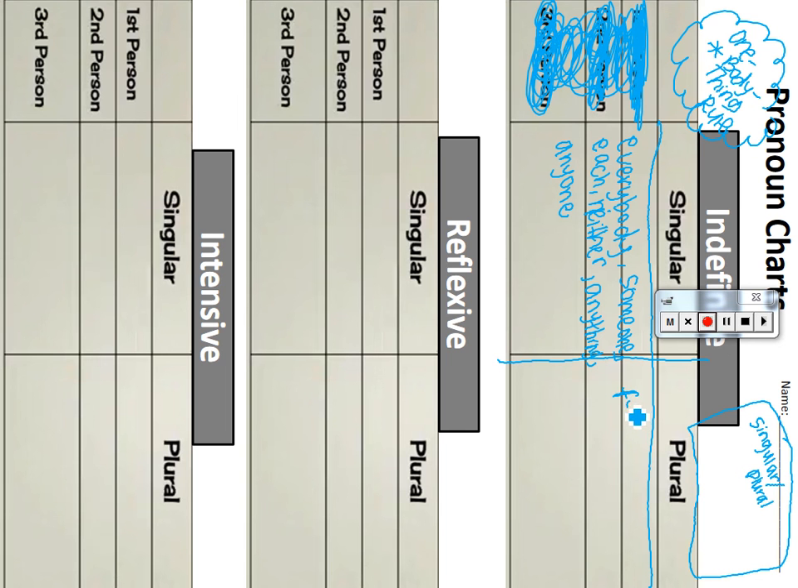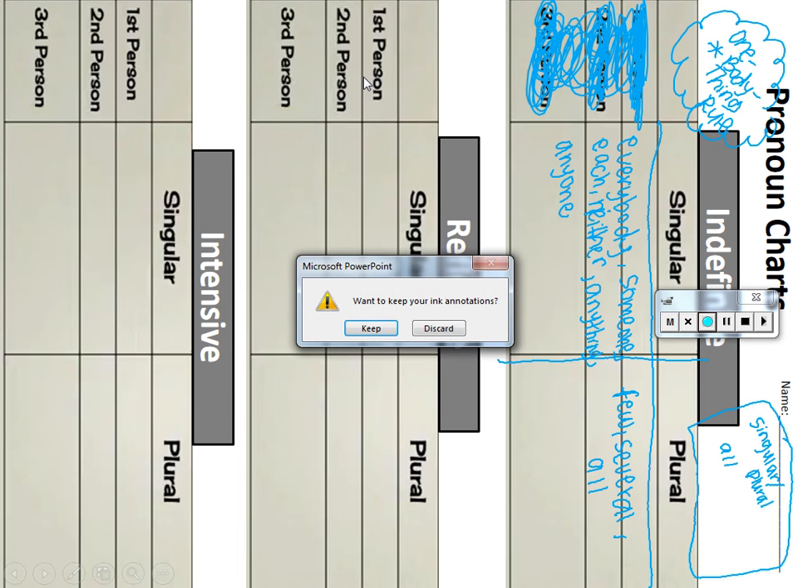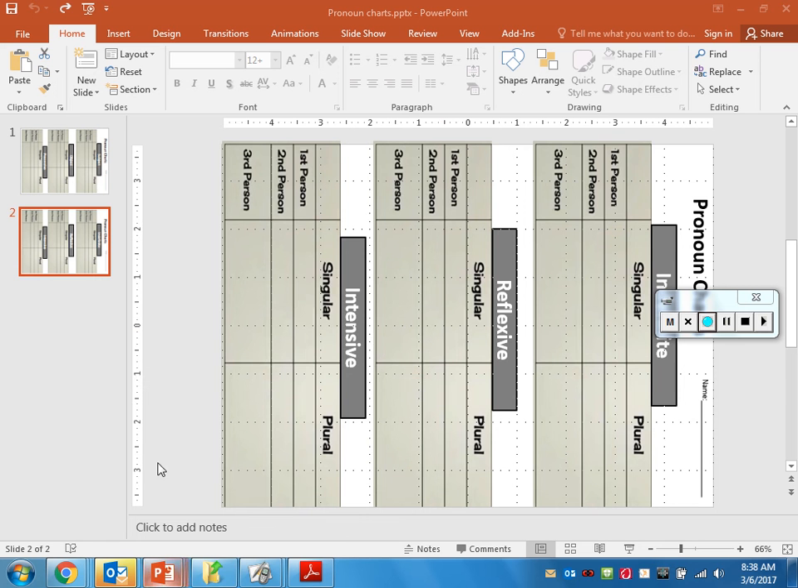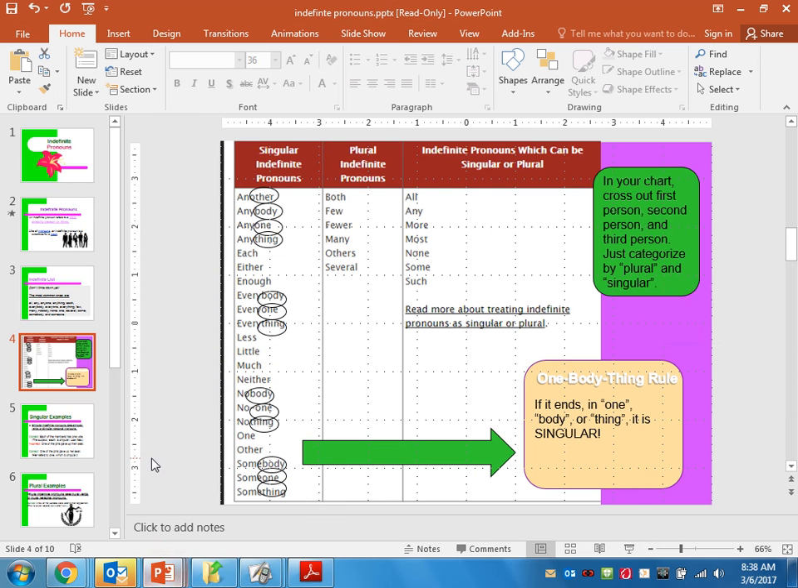So plural could be few, several, all. All can also be singular. So just be careful. Okay. So go back to the chart we were just in. Let's see. Indefinite pronouns. Okay, so both, few, many, others, several, those can all be plural. And then pronouns that can be singular or plural: all, any, more, most, none, some, such.